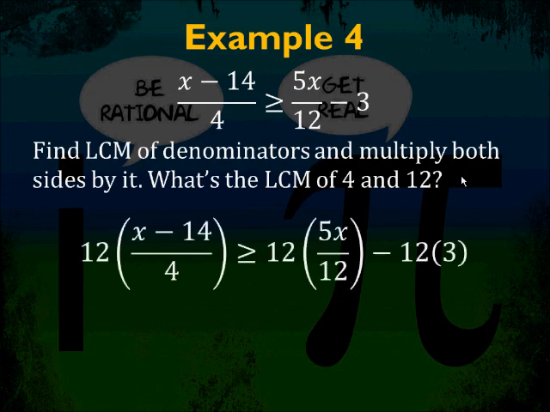Well, that's an easy one again. The least common multiple of 4 and 12 is just 12, so let's multiply every term in the inequality by 12. And when you're done with that, you get 3 times x minus 14 is greater than or equal to 5x minus 36. Now we just solve for x like we did before.